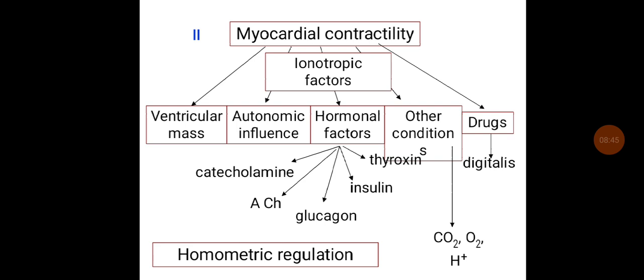Okay, so drugs like digitalis, which are given to improve the myocardial contractility, are going to increase the calcium availability in the sarcoplasm, and they increase the myocardial contractility. Okay, so this is called homometric regulation, where the cardiac output is increased because of increase in the myocardial contractility.